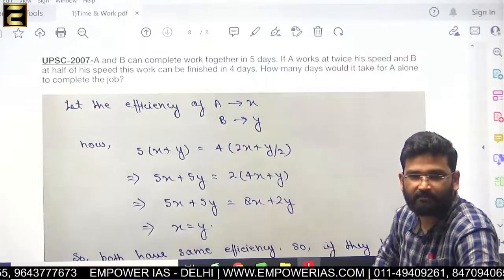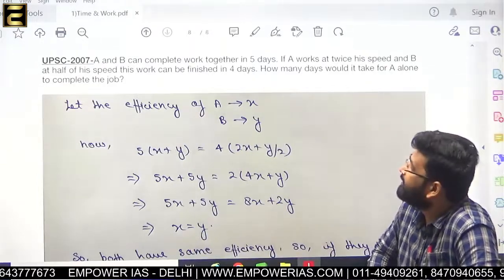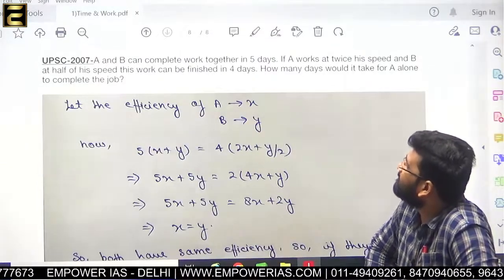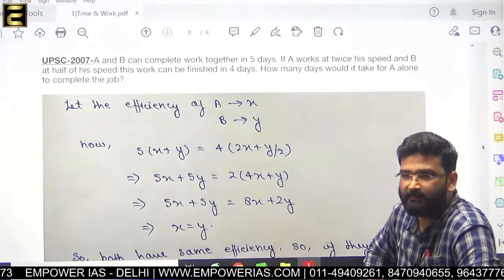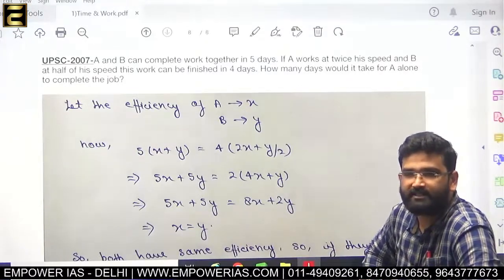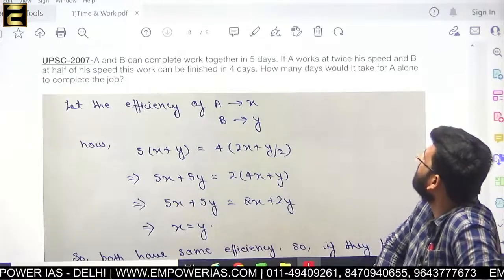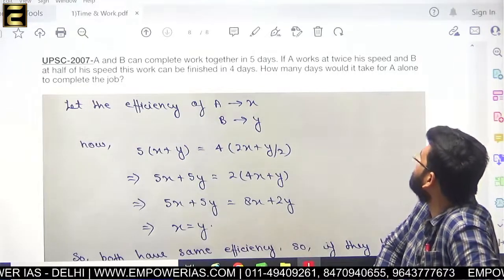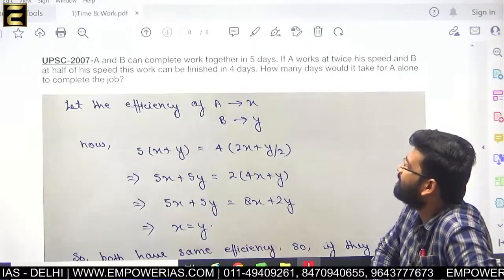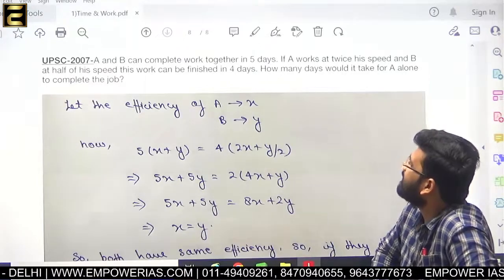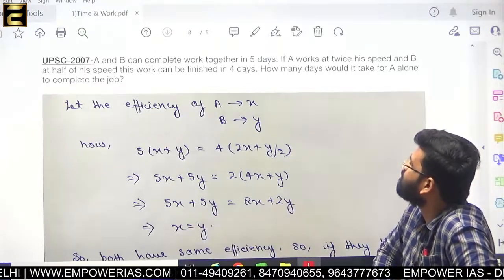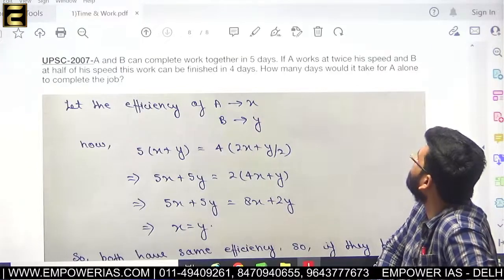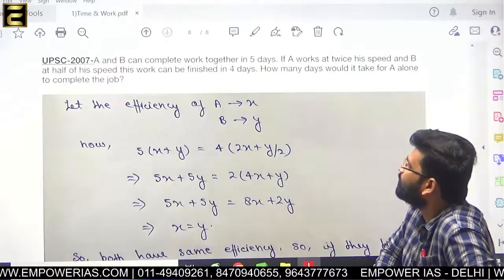क्वेश्चन समझ में आ रहा है आपको? A and B can complete the work in 5 days. मतलब एक ग्रुप है हमारा A एंड B का जो वर्क को कितने देर में कर रहा है? 5 days में. If A works at twice his speed and B at half of his speed, this work can be finished in 4 days. Okay, so how many days would it take for A alone to complete the job?